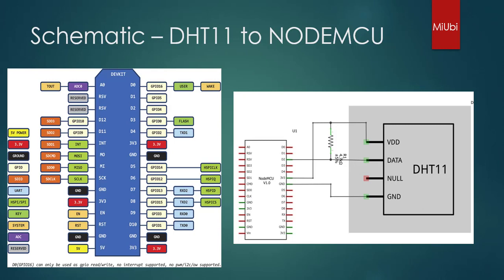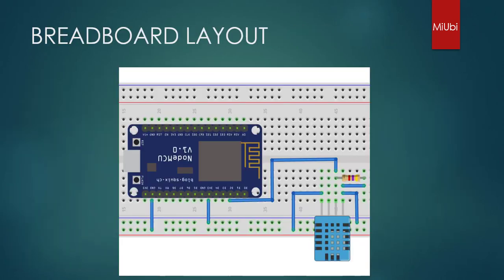The schematic is as usual DHT11, where the data pin is connected to the D2 pin of NodeMCU. It's powered with VDD. This is the breadboard layout. This is the same as shown in the previous lab. You can follow the same.